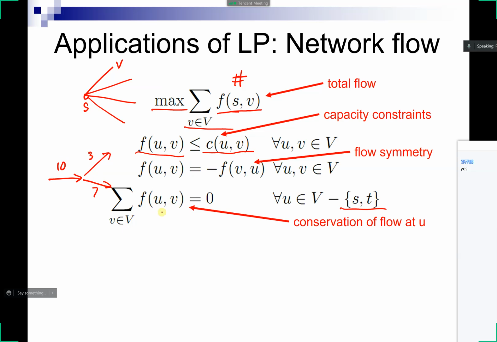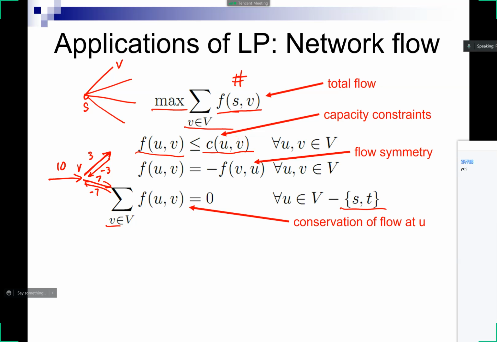The way that you express this is that you take any node V, look at the flow from this node V to all of the other nodes, and add them together, and this has to be 0. Because if the flow going out is 3, then the flow coming into V is actually -3, and if this is 7 over here, then the flow going into V is actually -7. So if you add up 10, -3, and -7, you get 0, and this has to be true at every node.